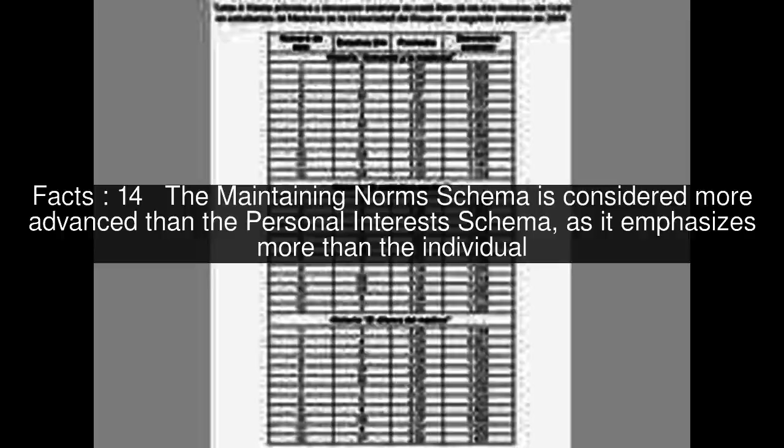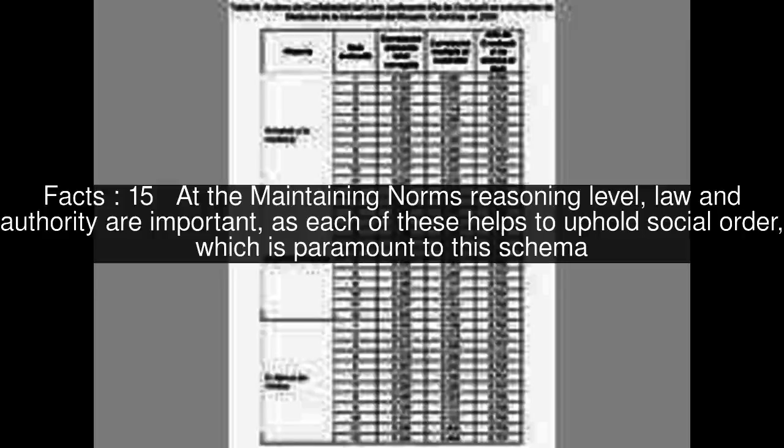The maintaining norms schema is considered more advanced than the personal interest schema, as it emphasizes more than the individual. At the maintaining norms reasoning level, law and authority are important, as each of these helps to uphold social order, which is paramount to the schema. So, a respondent who is predominantly using the schema will take into consideration what needs to be done in order to be compliant with the social order of society.